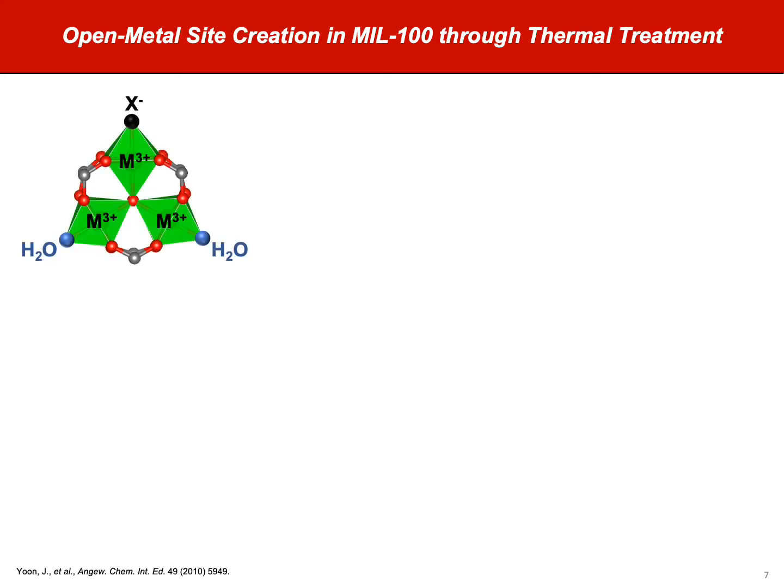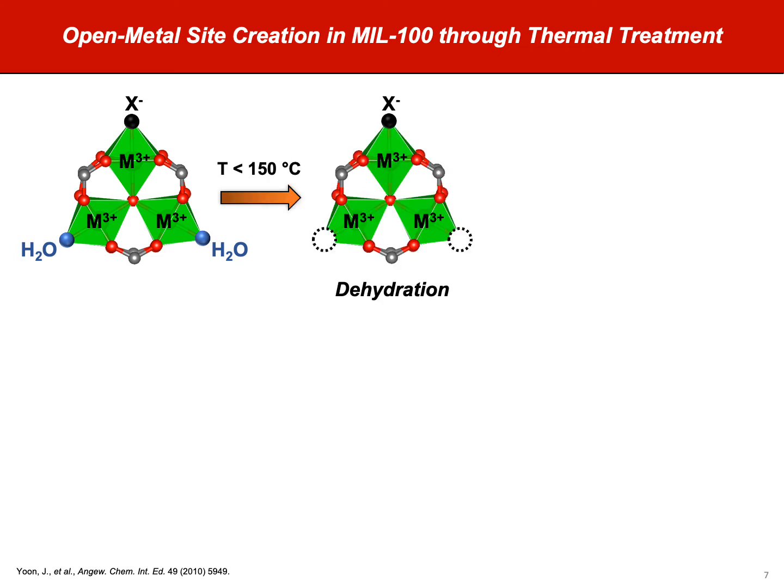Now, if I look at the node more closely, I have per node two water molecules that act as labile ligands, and I have a third ligand, which is an anion that is typically either fluorine or a hydroxyl, and in some cases a nitrate. This anion is essential from the standpoint of balancing the charge on this trimeric oxo node.